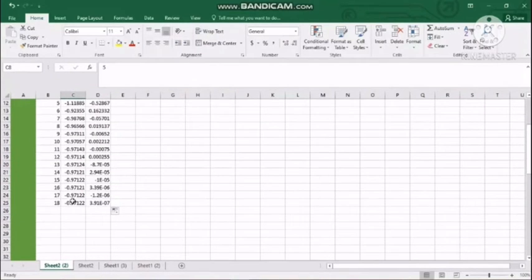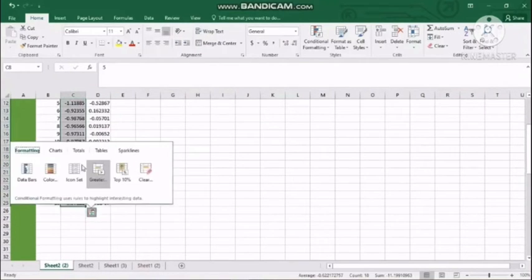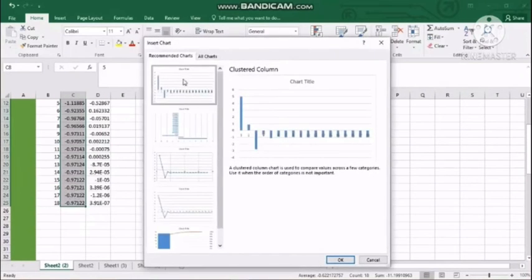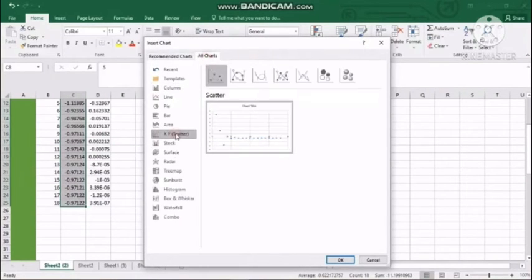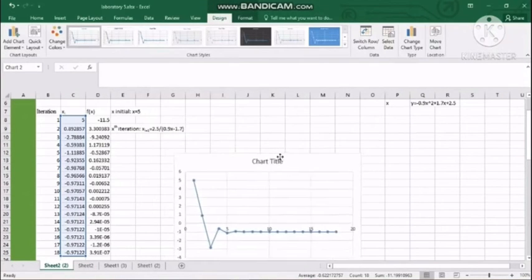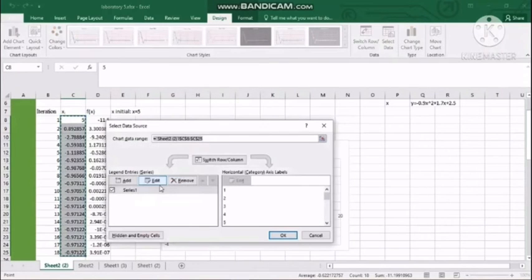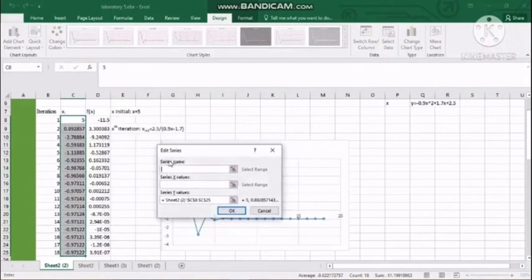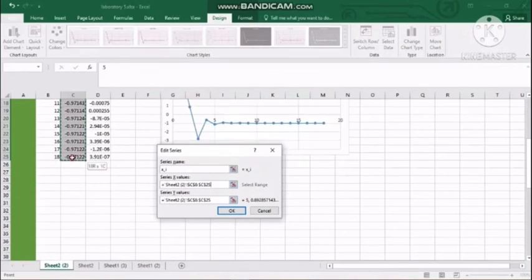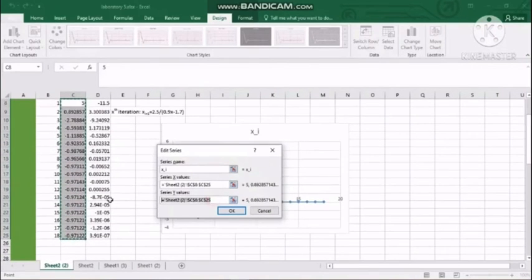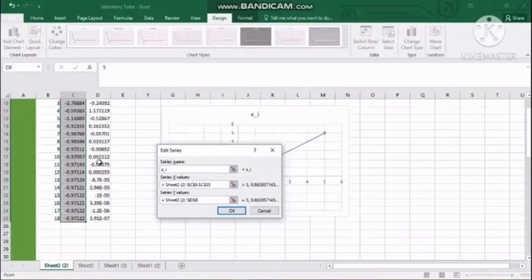And now we will highlight the x values to make a chart. We will use scatter with straight line and marker. Right click and select data. Edit the series name, change it to x initial of i. Then in the series of x value, we will just get the value of x initial. For the series of y, the value of the function.